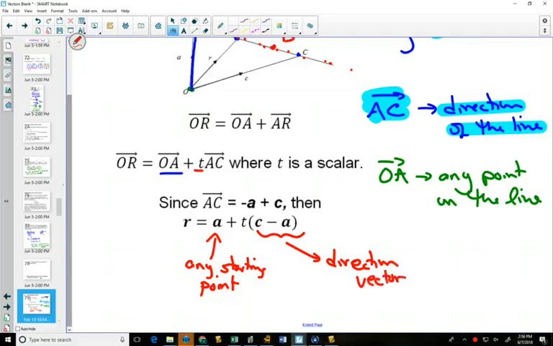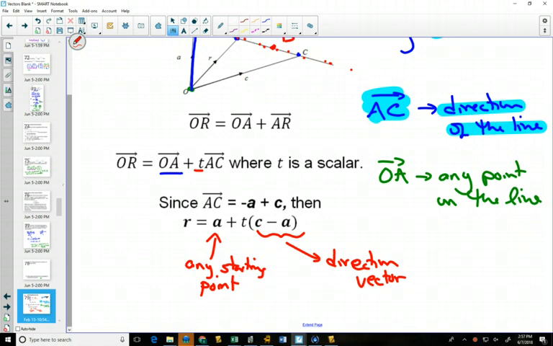You need to find the direction of your line. And once you have the direction of your line and any starting point, then any multiple of that direction will get you to any other point on that line.